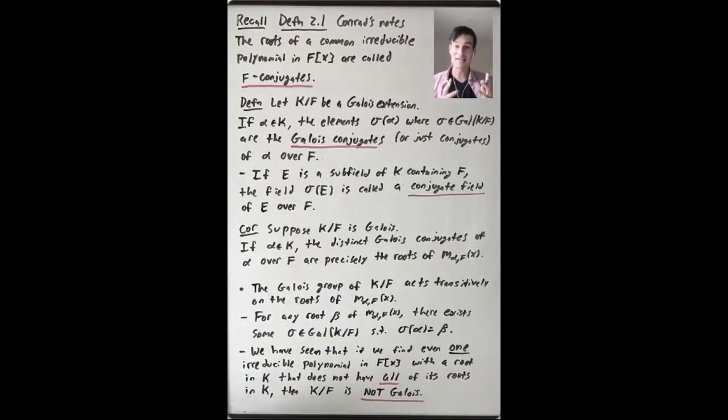Okay, so the last thing I want to say here is that we have proven that a Galois extension is normal and separable. So that means that if we find even one irreducible polynomial in F[x] that has a root in K, but does not have all of its roots in K, then K over F is not a Galois extension.